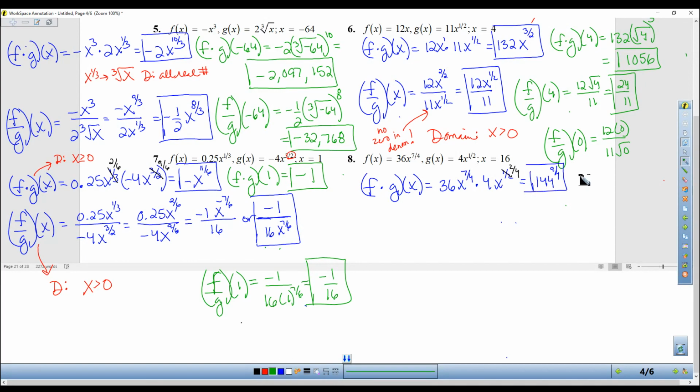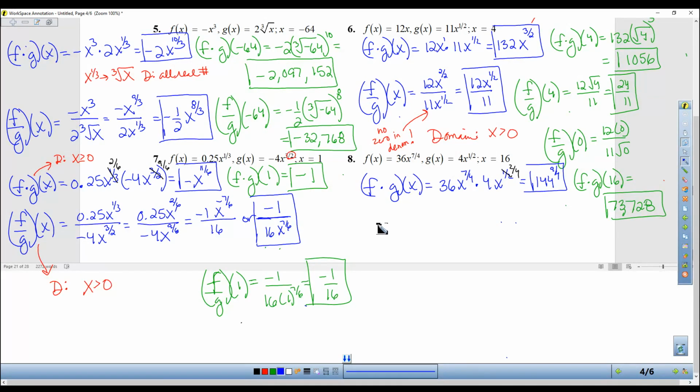And then when I do f times g of 16, I like to think of this as the 4th root of 16, which is 2, then 2 to the 9th times 144. But honestly, I'm going to have to get out my calculator anyway because I can't do that. And it comes out to be 73,728.